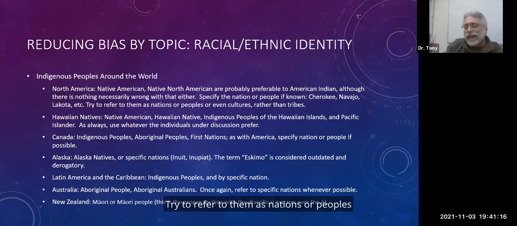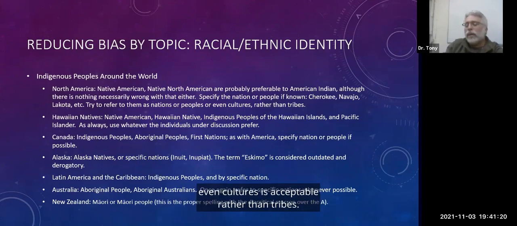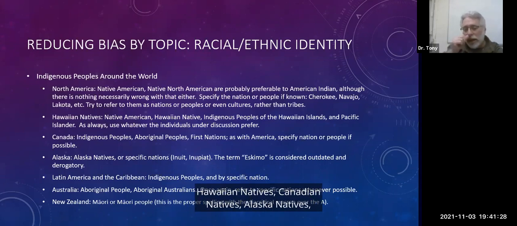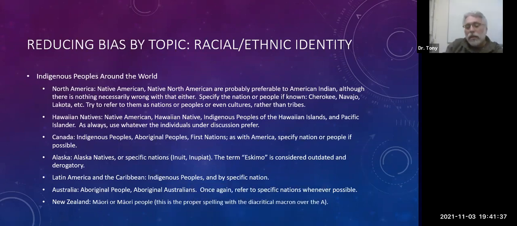Try to refer to them as nations or peoples. Even cultures is acceptable, rather than tribes. Tribes is falling out of currency. So you can see different examples going down: Hawaiian natives, Canadian natives, Alaskan natives, Latin American or Caribbean, Australian, and New Zealand.